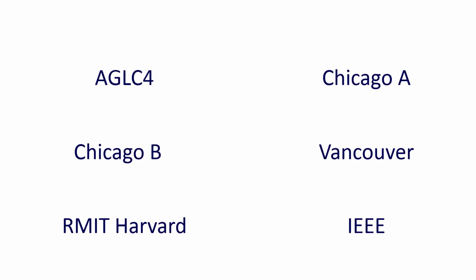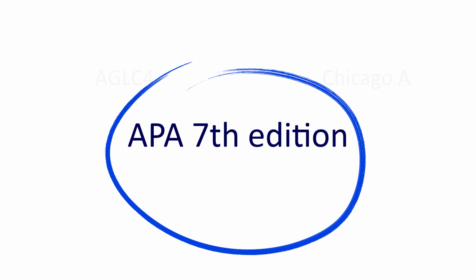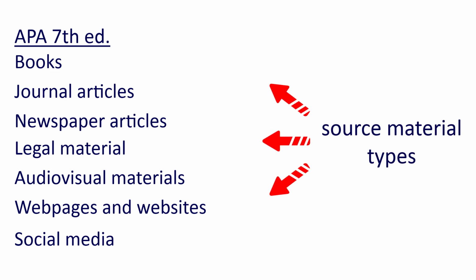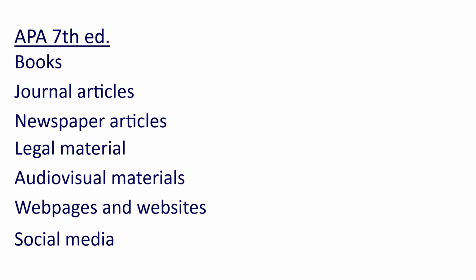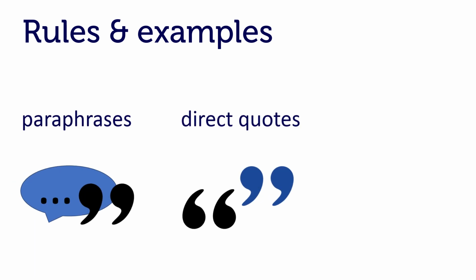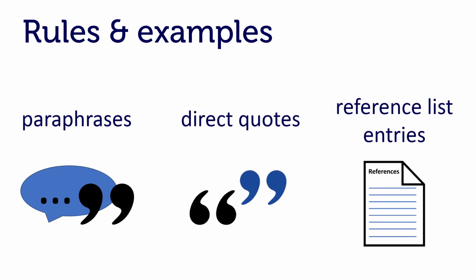Once you've entered Cite, different referencing styles can be found across the top of the page. Let's select APA 7th edition. Now other options will appear on a new menu. They are different source material types that you may need to reference, such as books and journal articles. Let's imagine that we need to reference a journal article with one author. We can select those options from the menus. And now we'll find rules and examples for how to do paraphrases, direct quotes, and reference list entries.